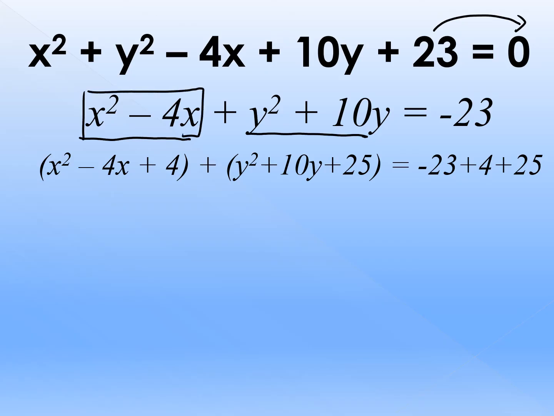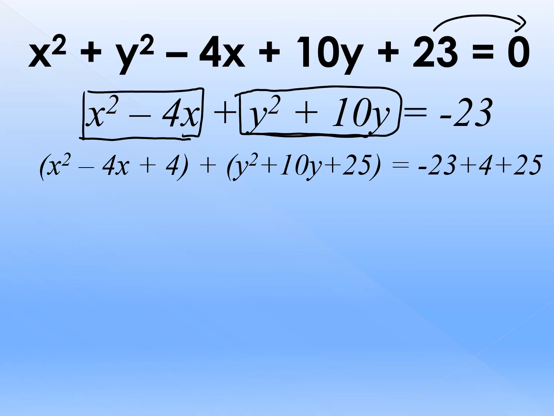We're going to add 25 for this part. And then, we're going to add 4 and 25 to the other side. So, kung ano yung inadd natin dito sa side na to, we're going to add this also sa kabilang side. But how did we get 4?